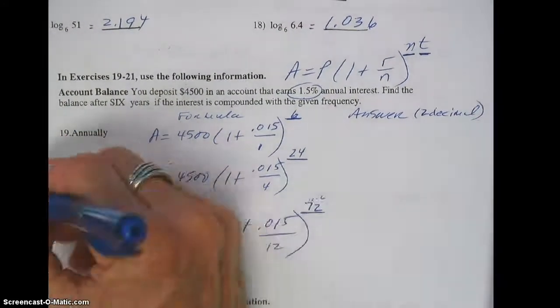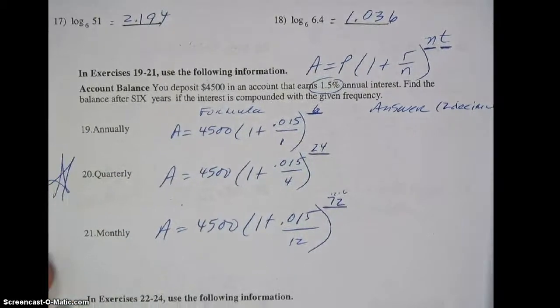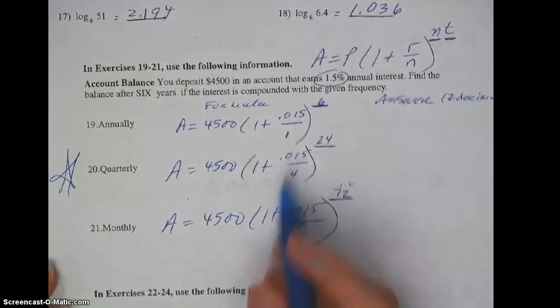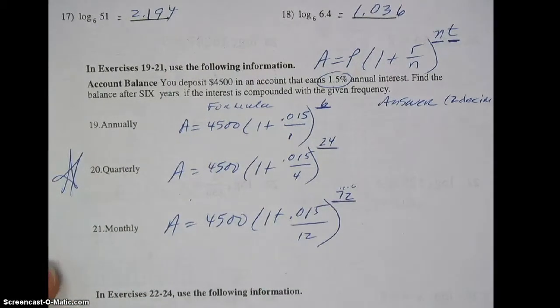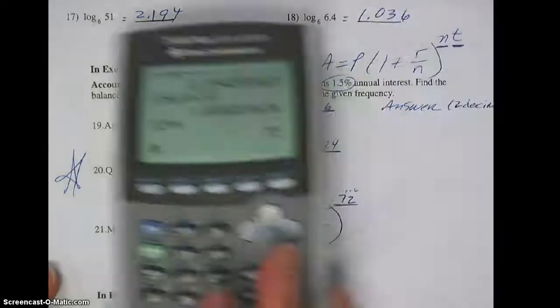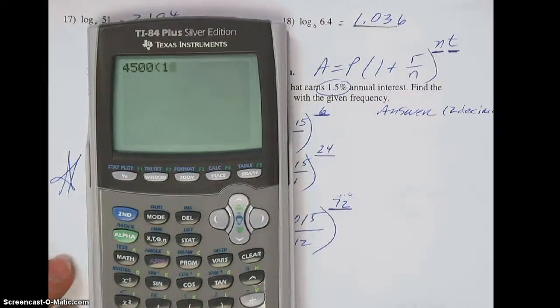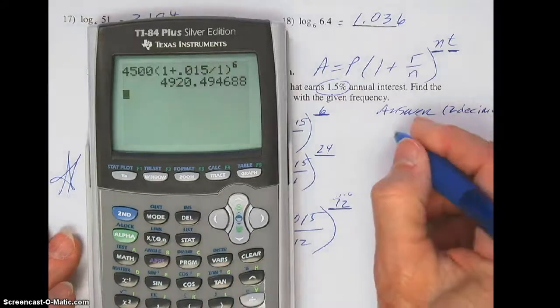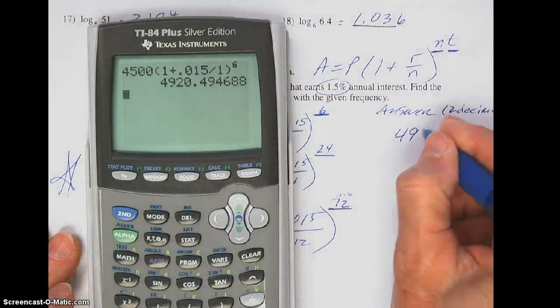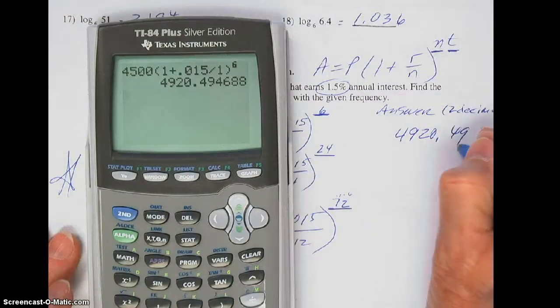Okay. So make sure that you put your formula down. I will give you the formula, but you have to know how to substitute it in, and then you have to make sure you know how to punch it right. So 4,500 times 1 plus my interest rate divided by how many times I compound raised to the 6 years. So this would be $4,920.49.